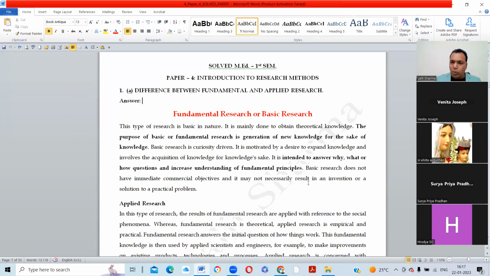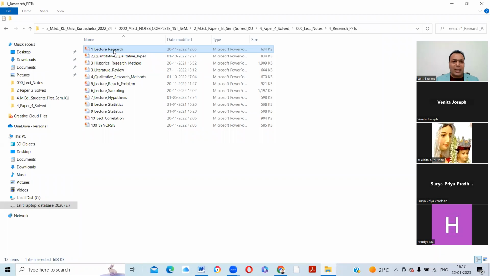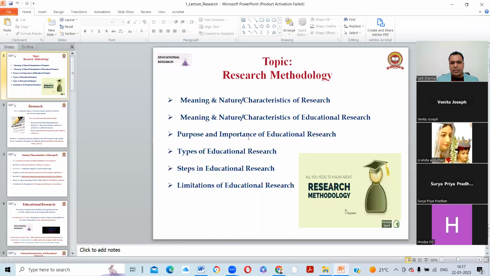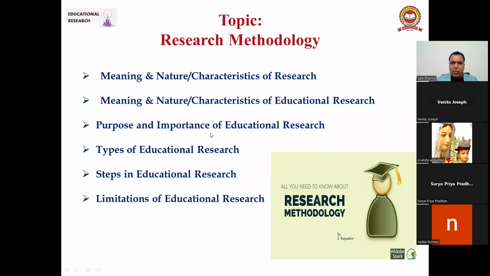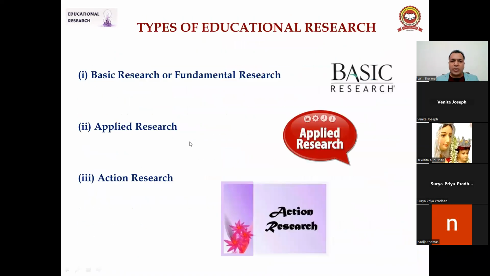Even if I open the PPT, because I have made it solved for you, if we discuss from here it will take a lot of time. So you can prepare by yourself, and I can send you the PDF. But side by side, I can open the PPT of applied research and fundamental research, guys. So this is the PPT. Under research methodology, if you remember, we covered the meaning and characteristics of research. So here, types of educational research.